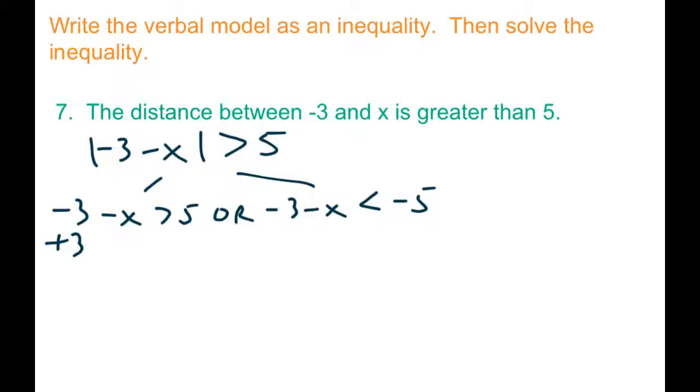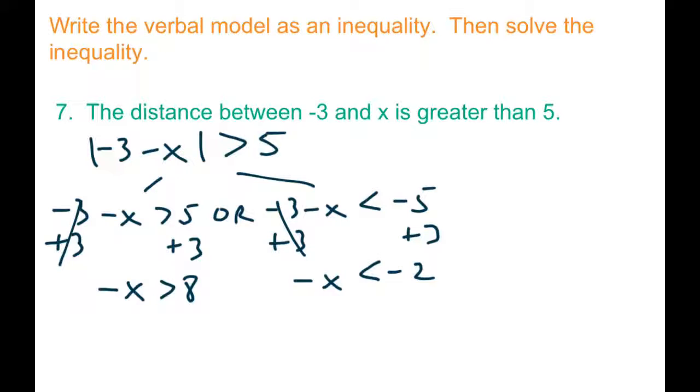Alright, let's add 3 to both sides. They cancel. The opposite of x is greater than 8. That cancels. The opposite of x is less than negative 2. Okay, I don't want the opposite of x though. I want x, so I'm going to divide by negative 1. Do that on both sides for both inequalities.